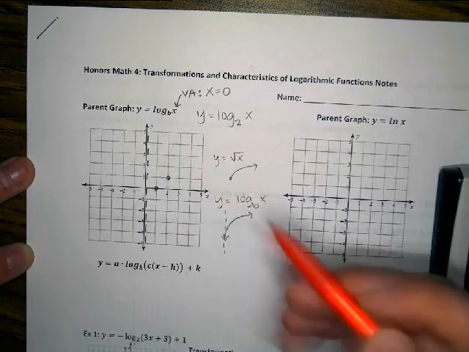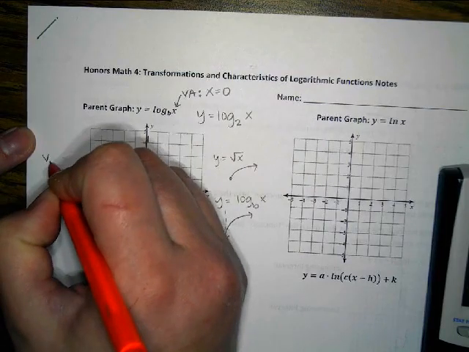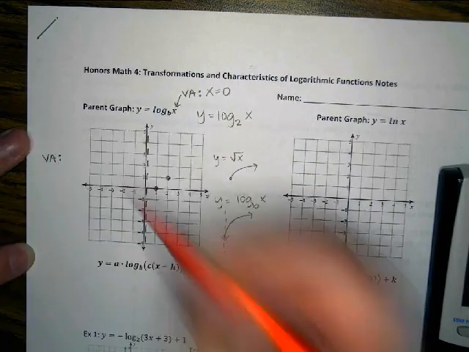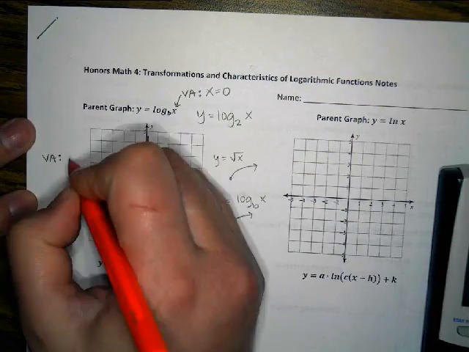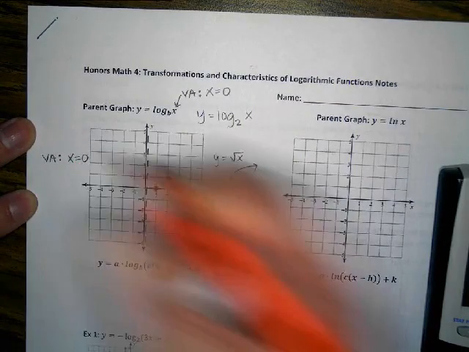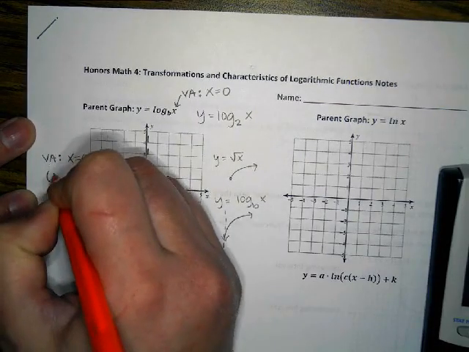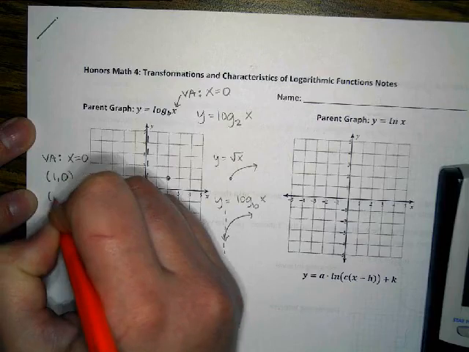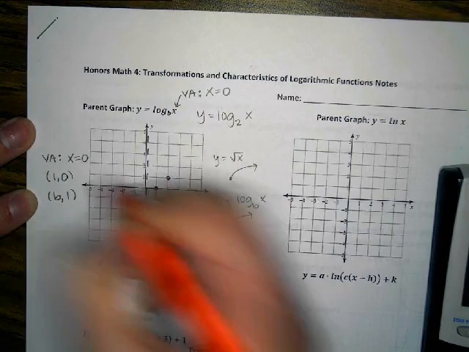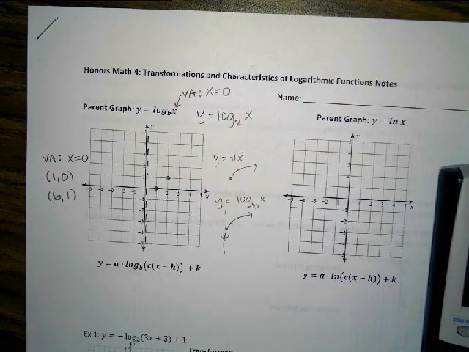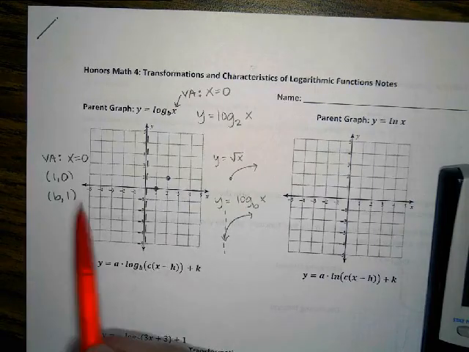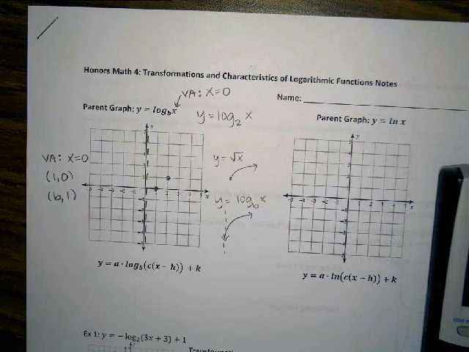So we're always going to have, for a parent graph that has no transformations yet, an asymptote of 0. We're going to have the point 1, 0, and we're going to have the point base, comma, 1. And then once transformations start happening to the graph, these points are going to move around. There is no such thing as a vertex or a locator point with a logarithmic graph.